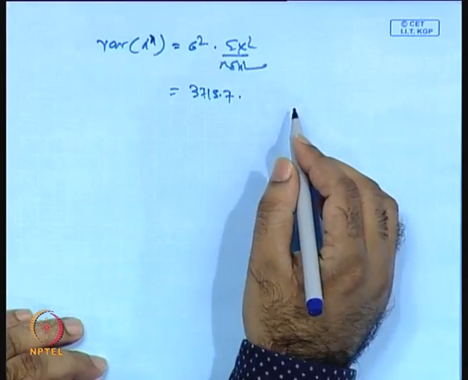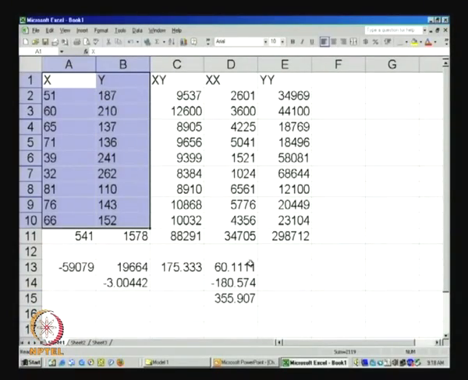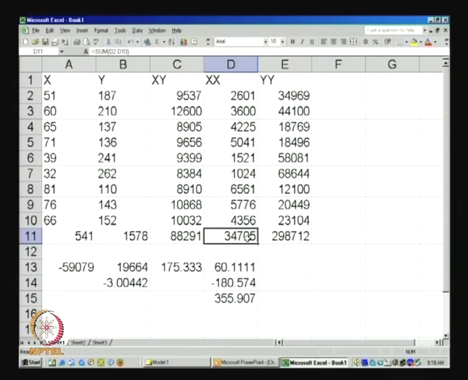3715.7 into summation x square. Summation x square we have received already here. Summation x square equals 347.